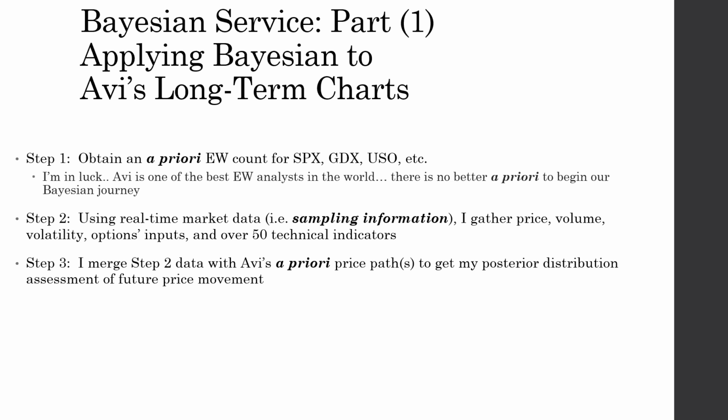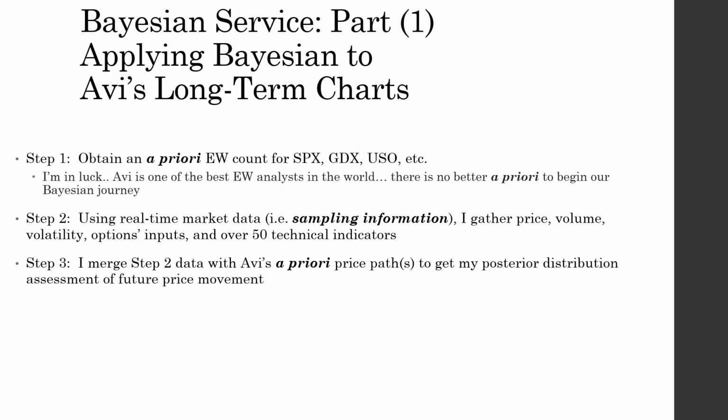I get to work with Avi, one of the best Elliott wave analysts in all of the world. So I get to start with an a priori belief from Avi, which is his best guess of where things are going to be based off his experience and all the stuff we talked about for an a priori belief. I then gather all that other sampling information that I told you about before, and then I run all of that sampling information basically through Avi's a priori belief. And then what pops out the other side is a posterior belief. So I take the a priori belief of Avi's counts, I add all this extra information to it, and then I interpret probabilistically how the Bayesian is interpreting Avi's counts. And so what you'll notice is the Bayesian analysis of Avi's counts, if you are in the service or haven't yet signed up for it, they don't always agree with Avi.